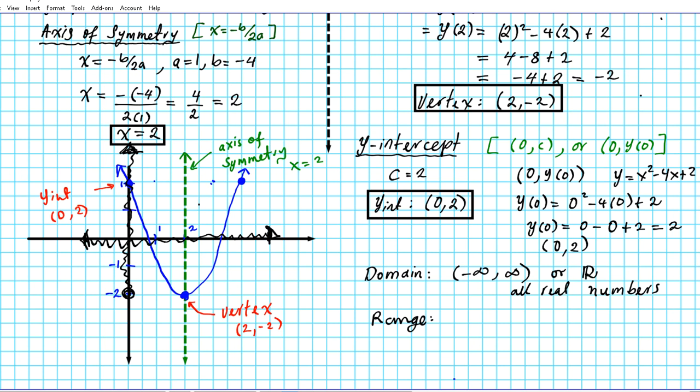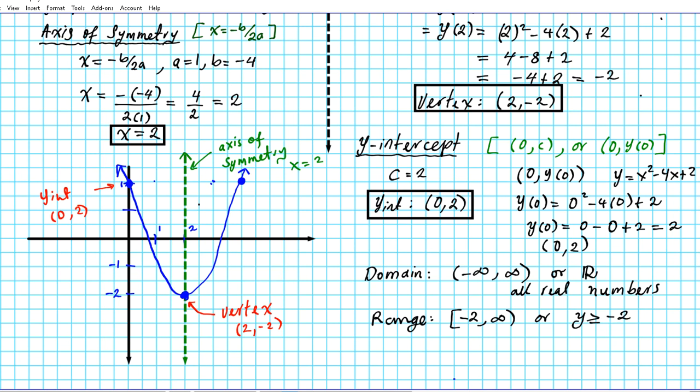That was our domain, right? But for the range, we're going up and down. We're now going vertically, starting from negative 2 and going up forever, because that is the vertical span of the graph. How low can you go and how high can you go? Using interval notation, we go as low as negative 2 and go up forever, from negative 2 to infinity. Or you can write it using inequality notation as y is greater than or equal to negative 2.